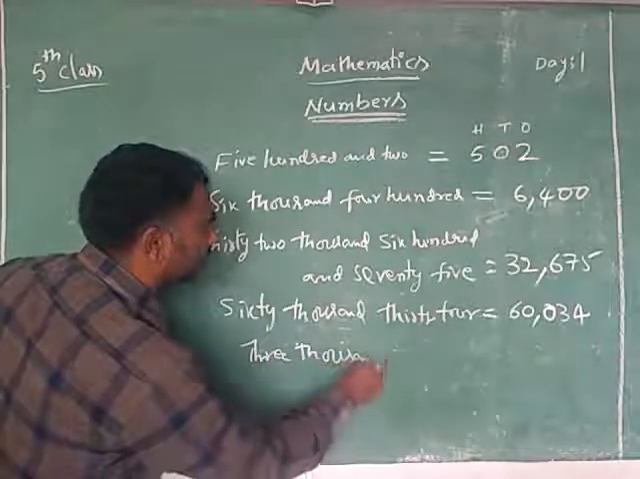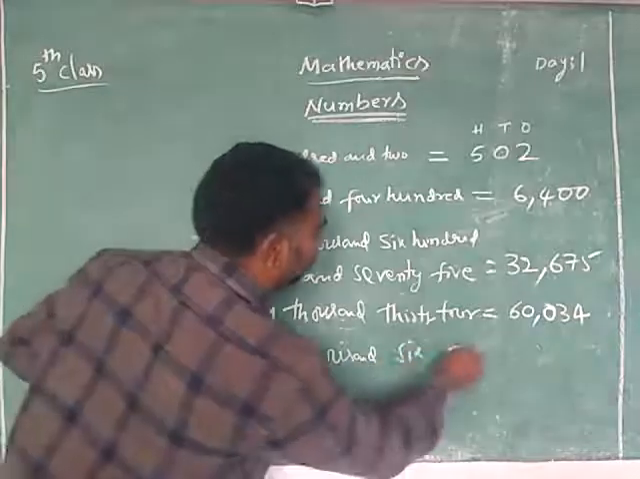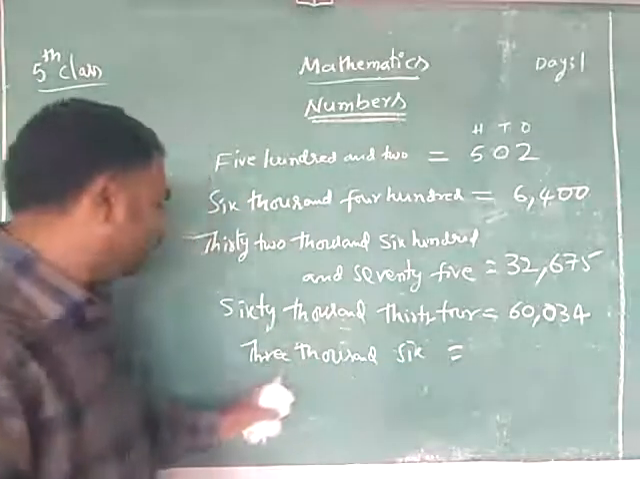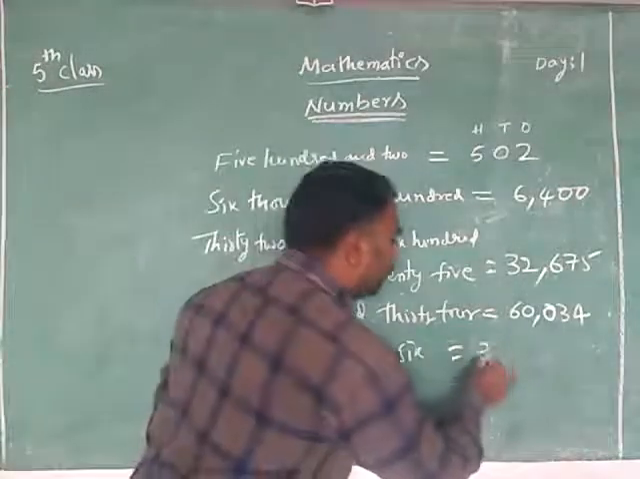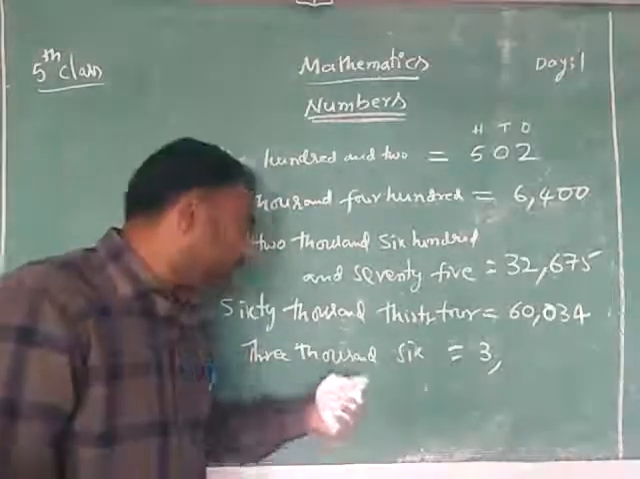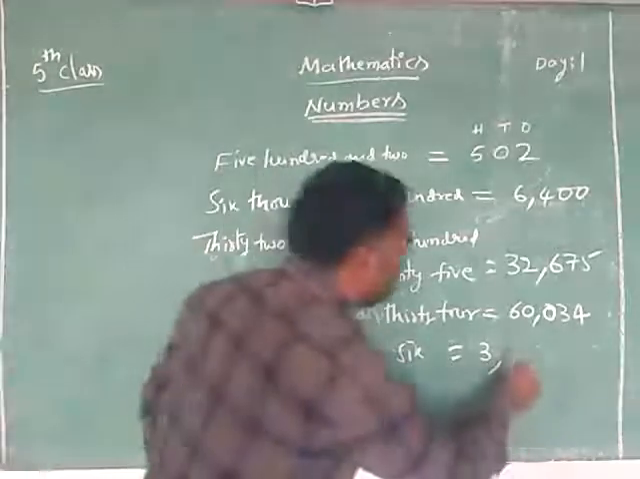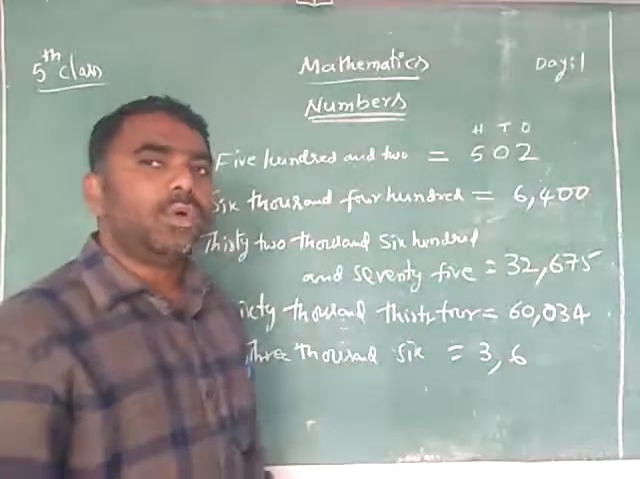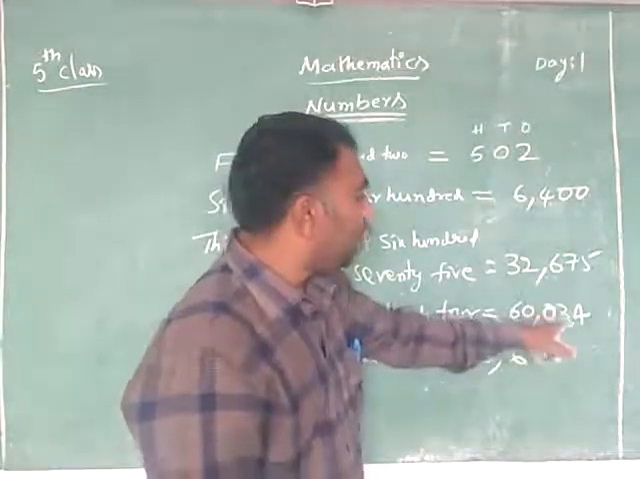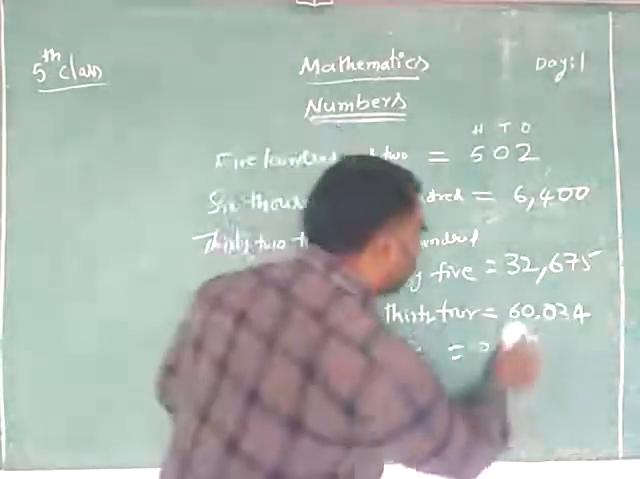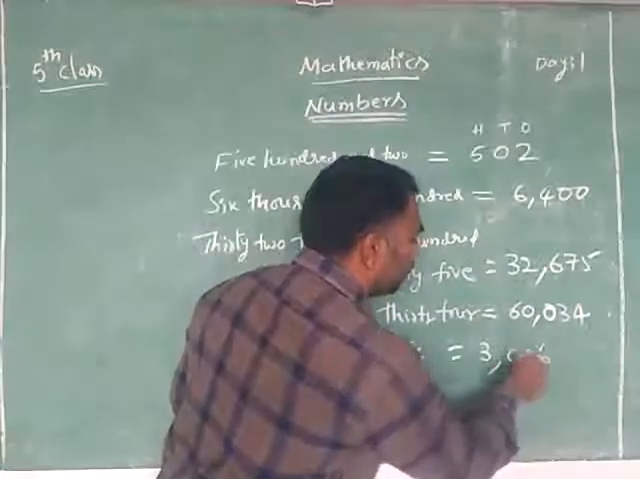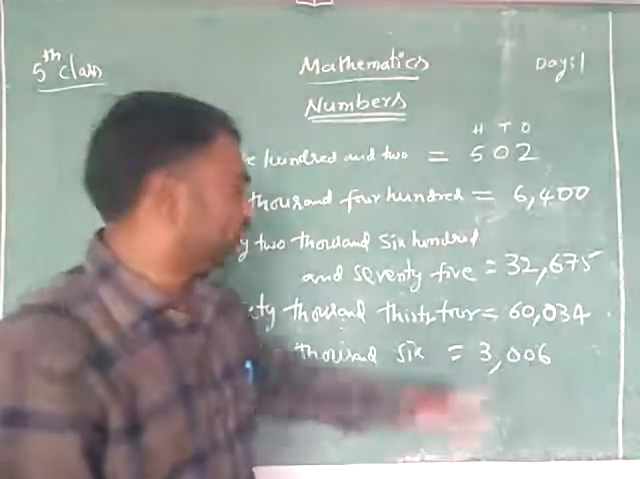3,006. You know that first we take the thousands. How many thousands are there? 3. So we keep 3 and a comma because we are separating the thousands. Next, after the thousands, what is there? 6. 6 is not written like this. Why? Because after the comma, compulsorily how many digits should come here? 1, 2, 3. So 3 digits should come. So how do you write it? 0, 0, 6. This is the way of writing the numbers.